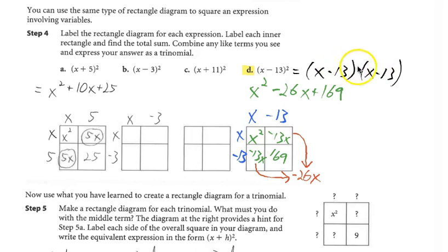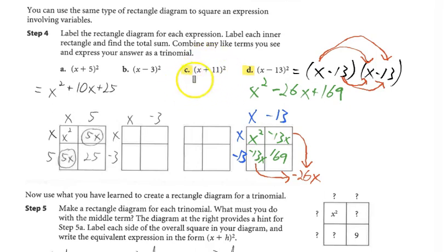Another way to think about multiplying two binomials like this is to distribute the x to both pieces in the second binomial, and then distribute the negative 13 to both pieces in the second binomial. And when we do that, we're actually doing four multiplication problems. In fact, they are the exact same multiplication problems we did down here. And when we combine the x terms, the negative 13x plus the negative 13x, those don't cancel each other out. They make negative 26x. So be really, really careful anytime you are squaring a binomial.